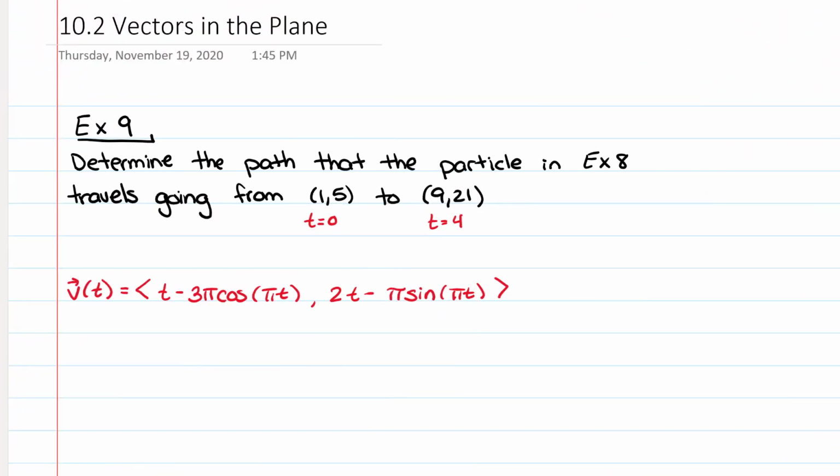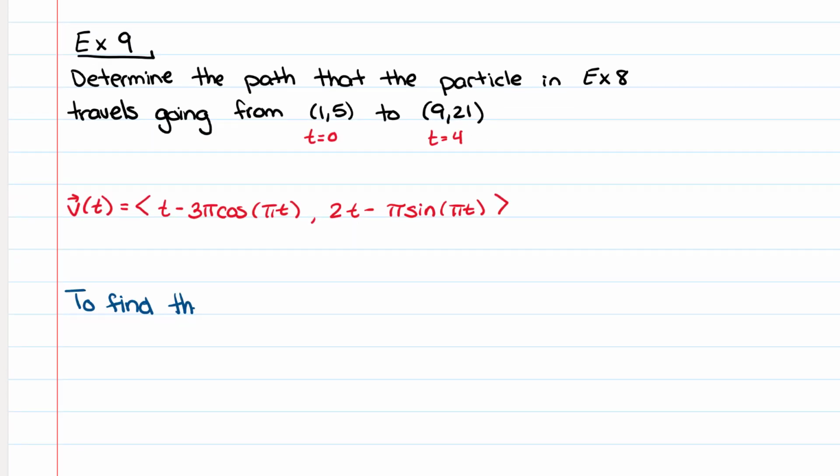Example 9. In this example, we're going to refer back to example 8, and we're going to determine the path that the particle takes when it travels from (1, 5) to (9, 21). So recall, we have our velocity vector here, and we want to find the position vector. To find the path of the particle, we're going to need the position vector. In order to find our position vector, all we have to do is integrate each of them.